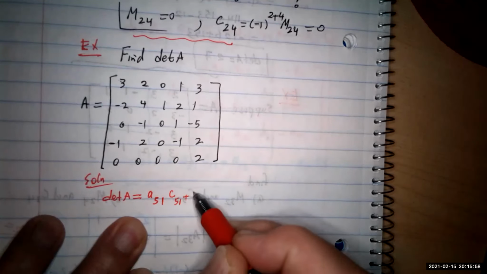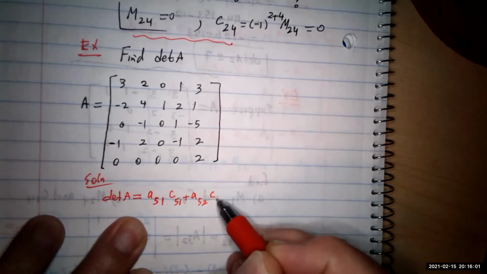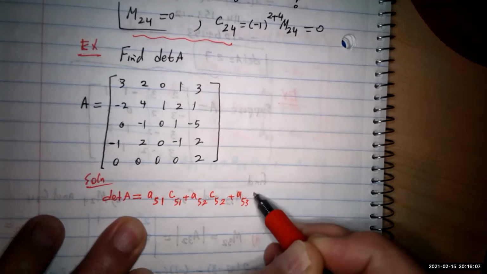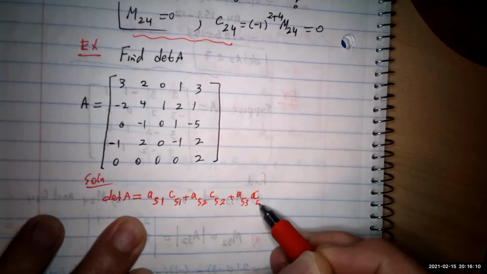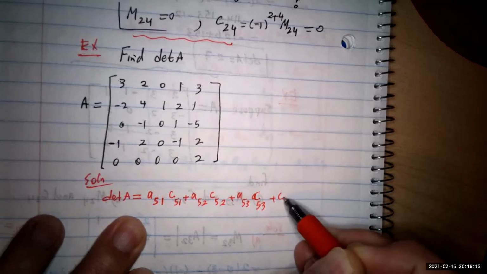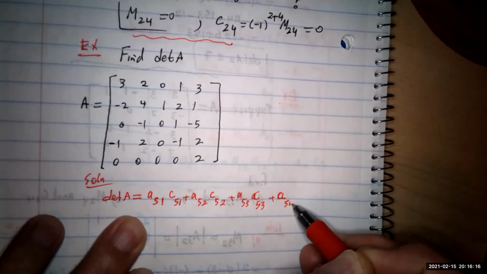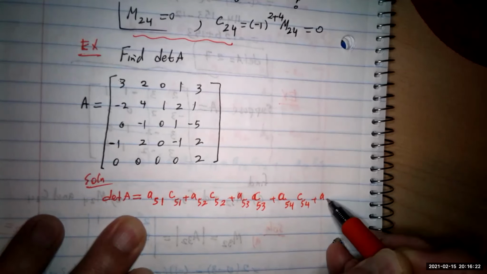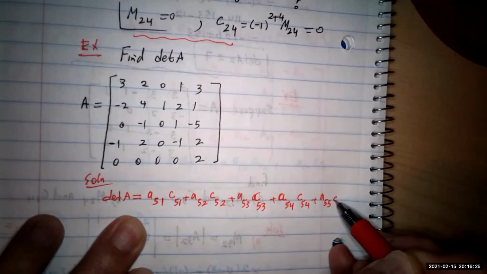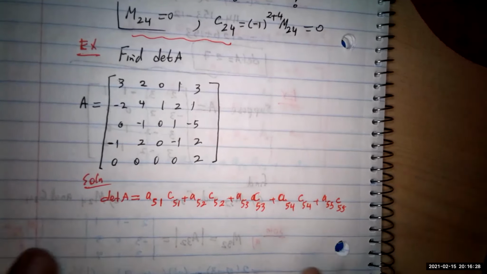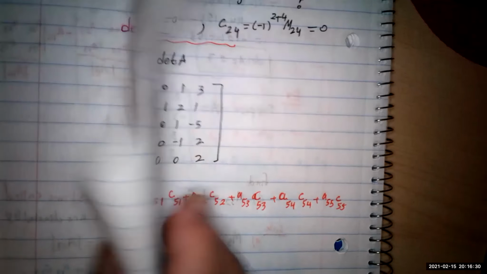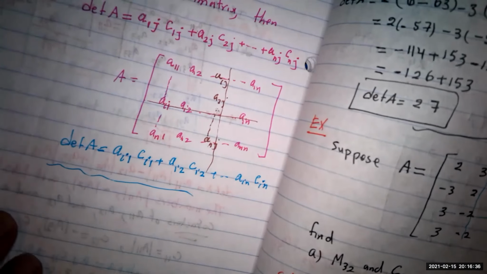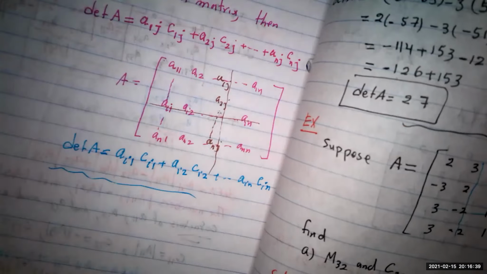And then you just continue. It's going to be A52, C52. Then you go with A53, C53. Then you go with A54, C54. And eventually we get to A55, C55. You see, I can distribute along any row. We talked about it. You can pick any one you like, along the J row, if you like.